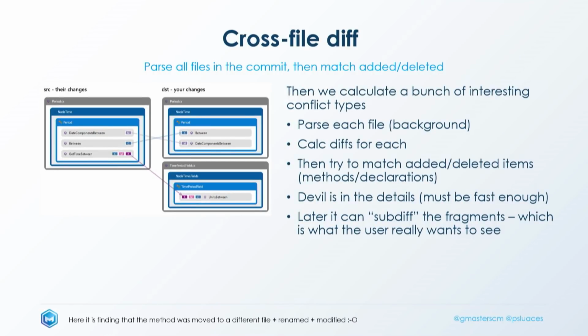So how we calculate it, because that's the part of the story I want to focus on. Well, we calculate it in the following way. Basically, we parse each of the files on the commit you are diffing, right? That's the first thing we do. So we parse each file. We calculate the diffs for each of the files, and then we have some added and deleted methods.